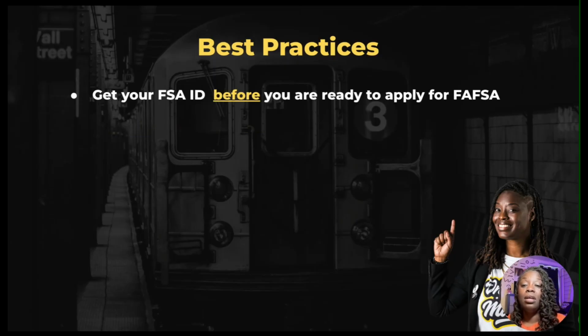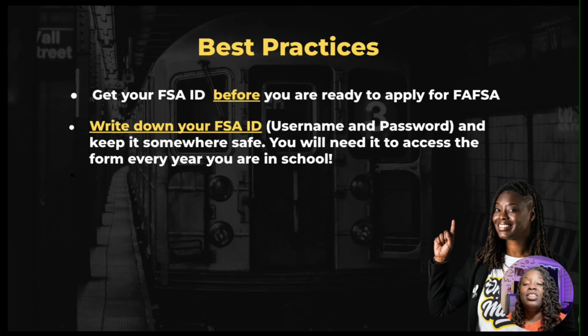So here are some best practices to observe as you get your FSA ID and apply for FAFSA for the first time. So get your FSA ID before you are ready to apply for the FAFSA. Before you touch the form, make sure you get your FSA ID. You get your FSA ID, your parents get the FSA ID, right? Do that first. The other thing you want to do is to write down your FSA ID, right? Commit it to memory, screenshot it, keep it somewhere safe, because you're going to need it every single year you're in school. The longer it takes you to figure out what these things are, the longer it's going to take you to complete the application. So make sure you have all this somewhere safe.